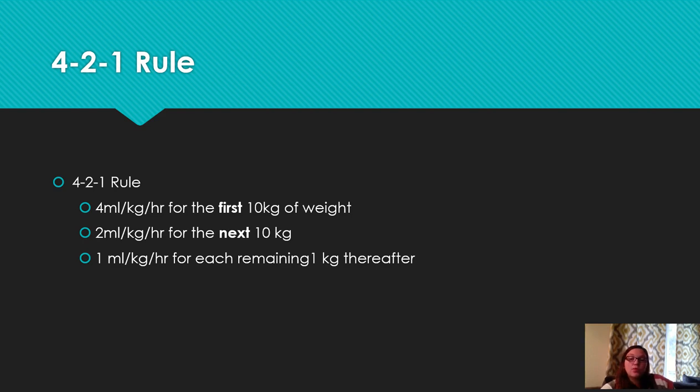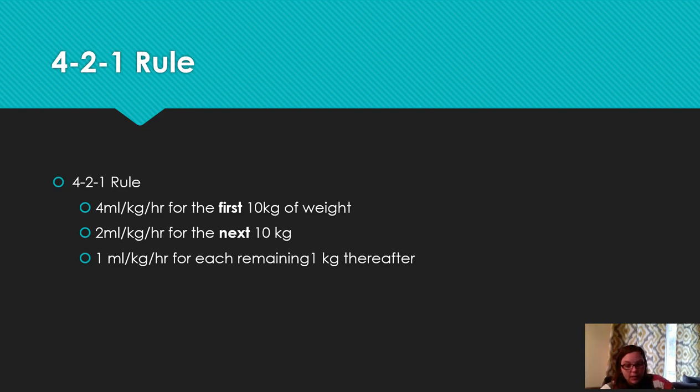So, 4-2-1 rule right here. 4 milliliters per 1 kg per hour for the first 10 kilograms of the child's weight. Then it would be added to 2 mLs per 1 kg per hour for the next 10 kilos of weight. If they weigh more than 20 kilograms, this is where this last bullet comes in: 1 milliliter per kg per hour for each remaining 1 kg thereafter.